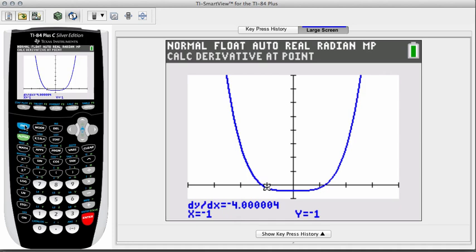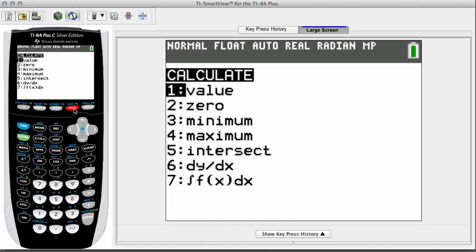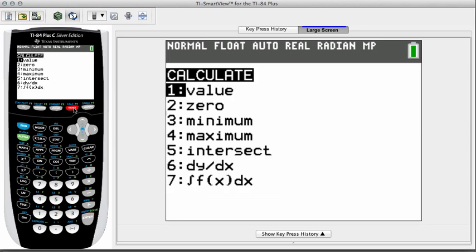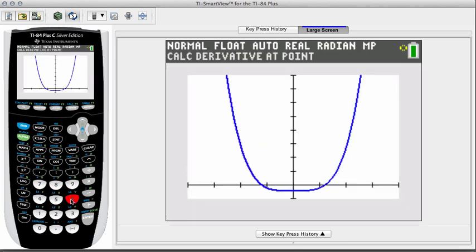So let's try x equals 0. Remember, that's the one where we got a derivative of 0. And there it is. And lo and behold, it is a minimum point on this graph where we have a horizontal tangent line. So let's try that x equals 2. Remember, that was the one that had a really steep slope to it. And there it is. And notice how steep it is there. It's definitely increasing. Again, looking at the graph from the left to the right, it is increasing. And it is pretty steep there.